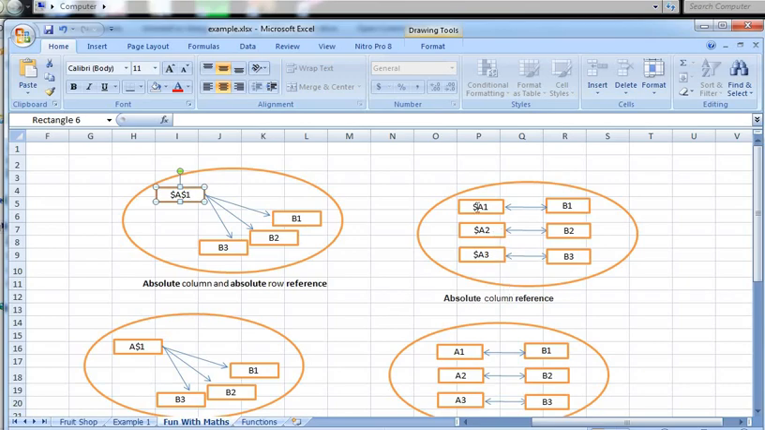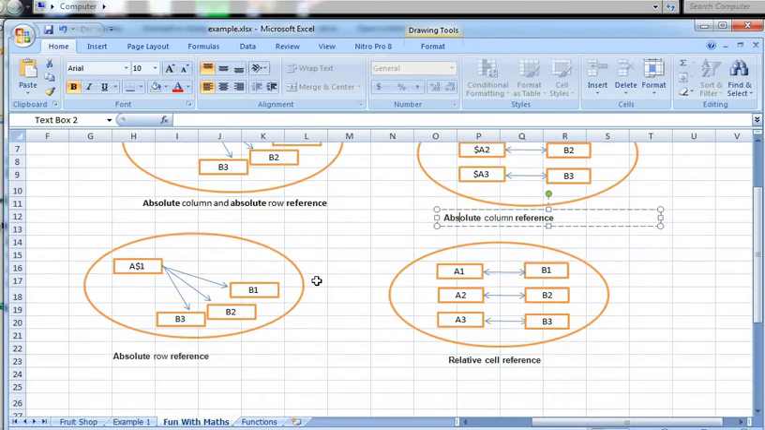Okay. The next scenario is absolute column reference. If the dollar sign is in front of the column A, this is referred to as absolute column reference. So how does it add or subtract or do all the mathematical operations? It's A1 plus B1, A2 plus B2, A3 plus B3, the absolute column reference. Okay, look at these 3 pictures.